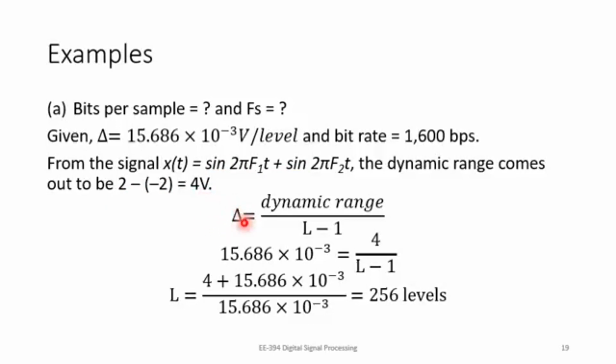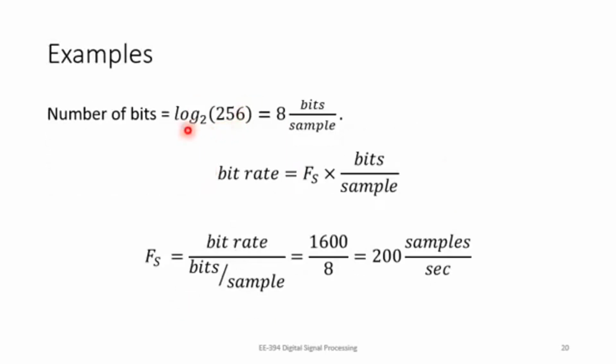So we can calculate the resolution as dynamic range over L - 1, and we are given the resolution and the dynamic range. So we can calculate the value of L, and after simple calculation we get the number of levels as 256. So now we know the number of levels and the bit rate, and we have to find the bits per sample and fs. We take log of 256 to the base 2, and we get 8 bits per sample.